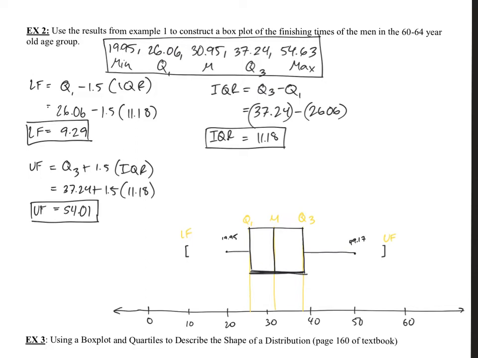And lastly, we're going to plot any outliers. So what outliers do we have? Well, 54.63 from our data is going to be an outlier. So we're going to plot that asterisk, 54.63. It's about here, and there we go. The asterisk for the outlier. Okay, so we've gone ahead and graphed a box plot.